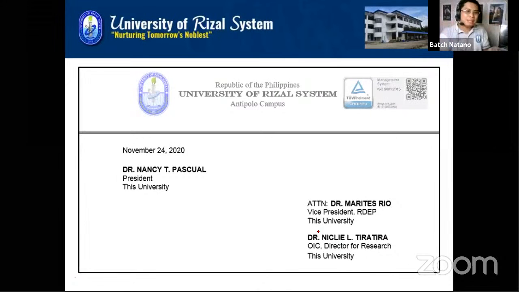Then, the moment that Ma'am Facultad reads the letter, she will be calling my attention. Okay, she will be informing me na, Mr. Nataño, there is a letter for you. We just would like to inform you that you are being invited to serve as a speaker of this institution. Okay, so that's how attention works.